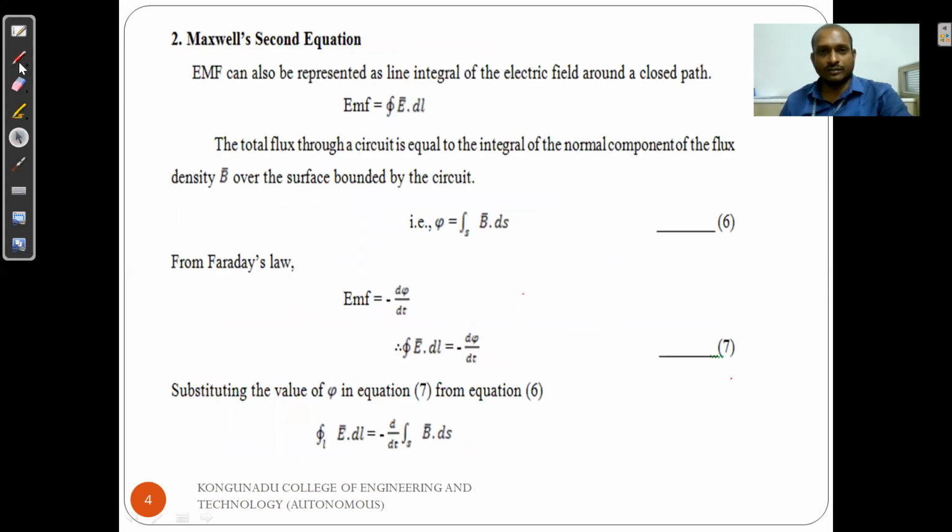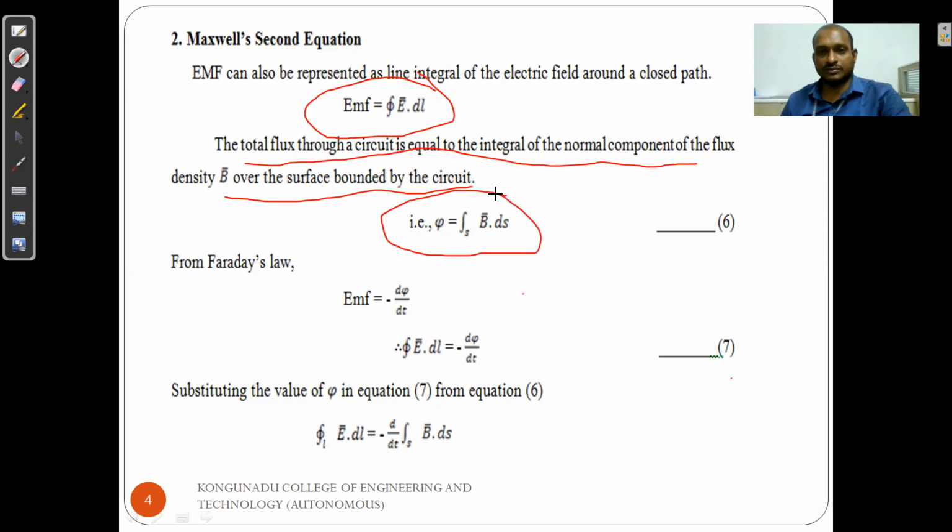So Maxwell equation number 2 is derived from Faraday's law of electromagnetic induction. So EMF can be represented by line integral of electric field around a closed path. So EMF is equal to line integral of E dot dl. So total flux passing through the circuit is equal to the integral of normal component of the flux density over the surface bounded by the circuit. So from this concept, magnetic flux phi is equal to surface integral B dot ds.